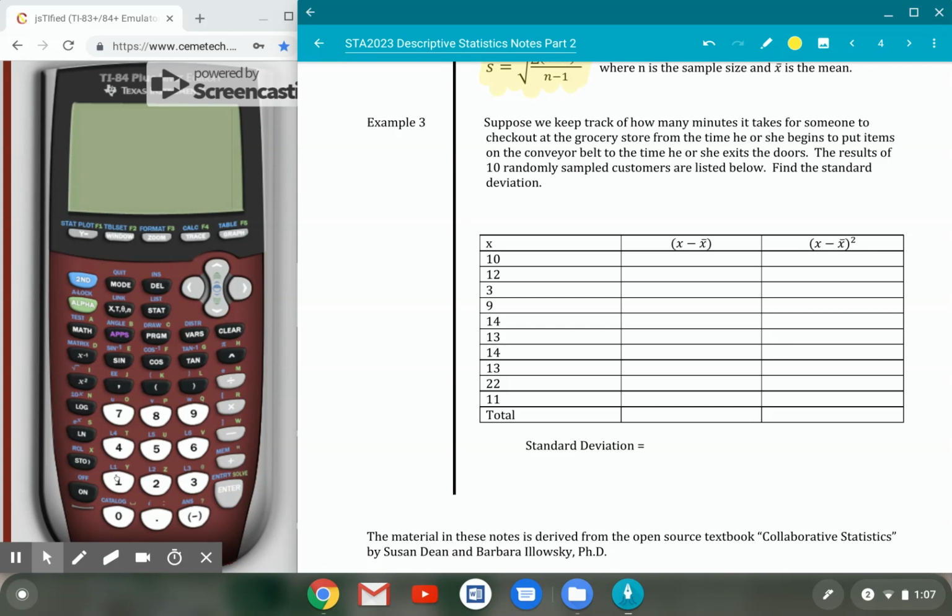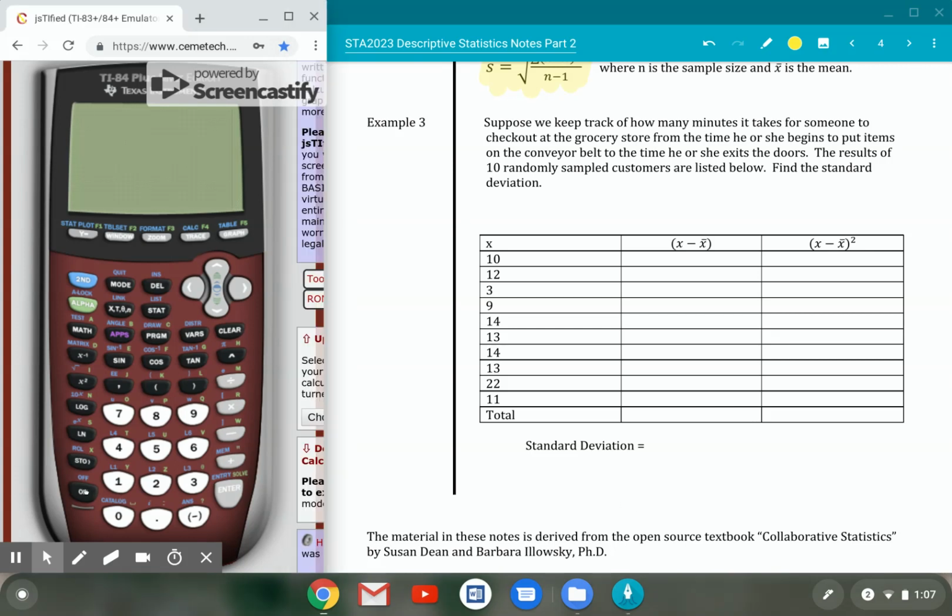We could use our calculator shortcut that we used in the last video. We could also do the old school way, just add these together and divide by 10. So if we do it that way, say 10 plus 12 plus 3, until we get all of our numbers in.